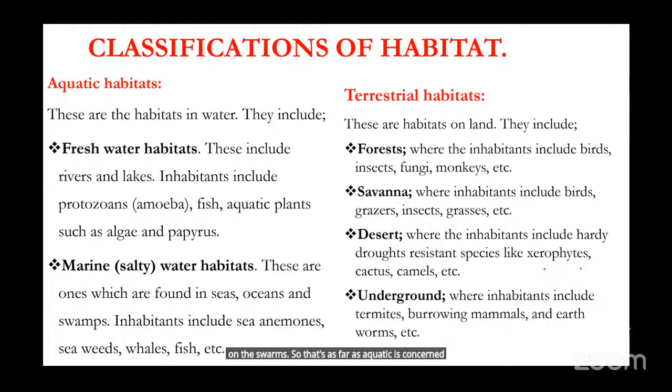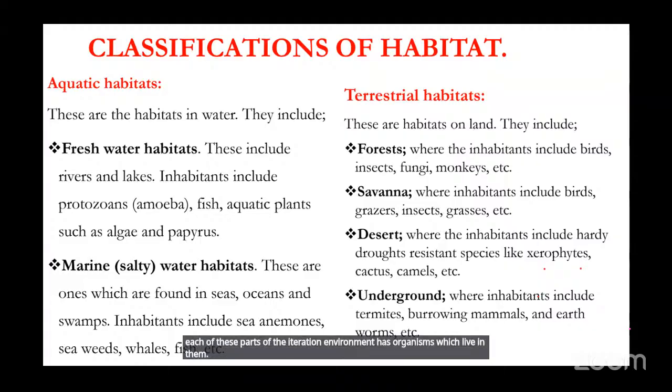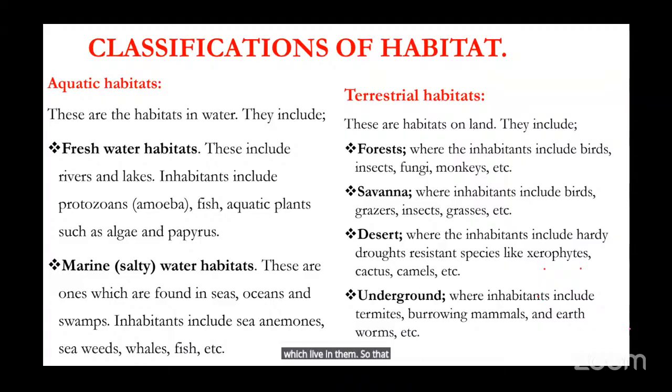Then terrestrial, we have forest, savanna, desert, and underground. All of them have inhabitants in them. Each of these parts of the terrestrial environment has organisms which live in them. So that's as far as the classification of habitat is concerned.